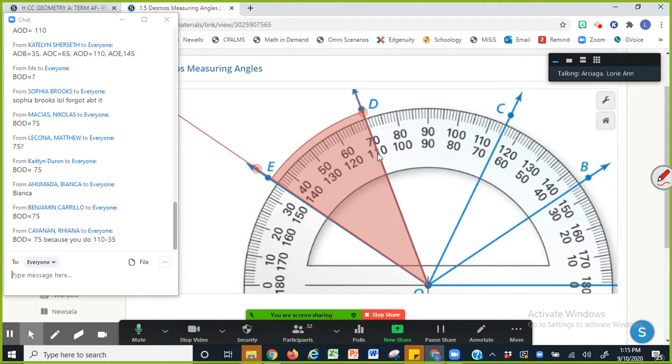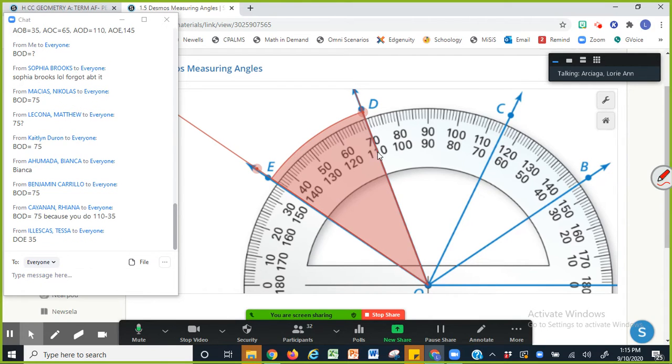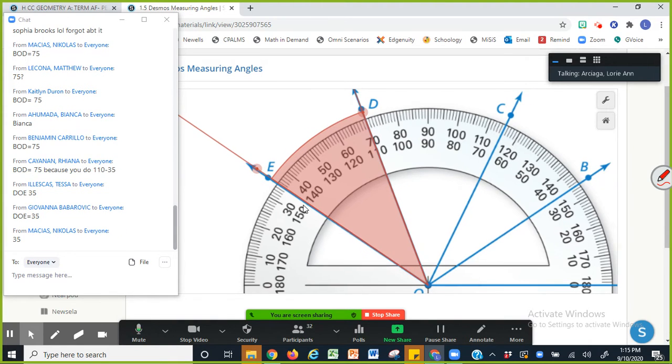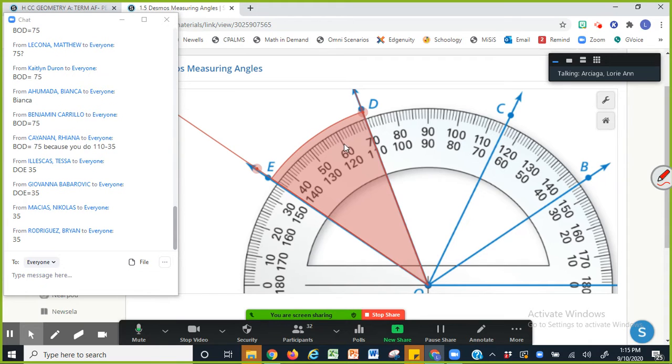So, DOE, is it exactly 30? It started at 110 and it ended at 145. I think Tessa, Giovanna, yep, it should be 35 because if you count, that's 10. That's one whole chunk right there: 10, 20, 30, and then you stop in the middle. So 35. It's okay, Rocky.